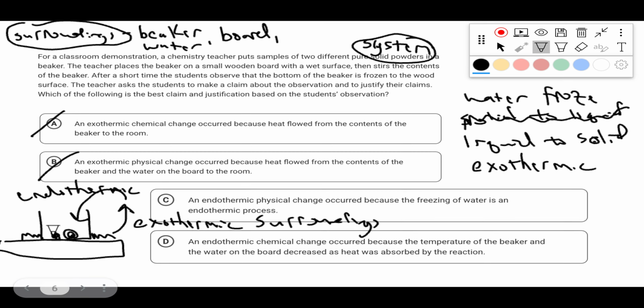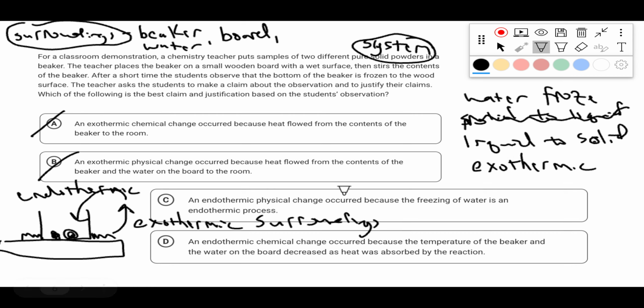The reason it happened is because in order for these two powders to be able to react with each other, they needed energy, and they pulled it away from the surroundings. They absorbed the energy from the surroundings. So it's going to be endothermic.